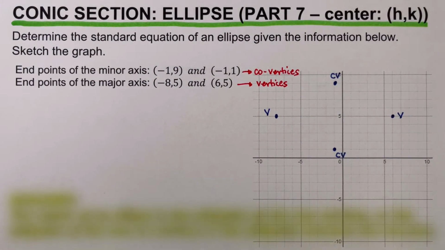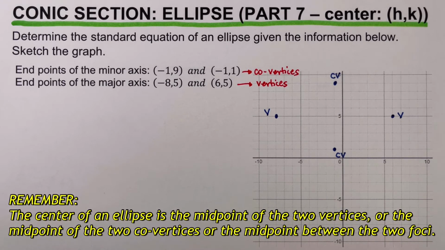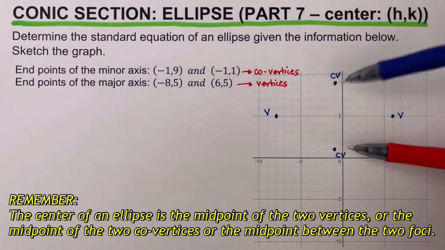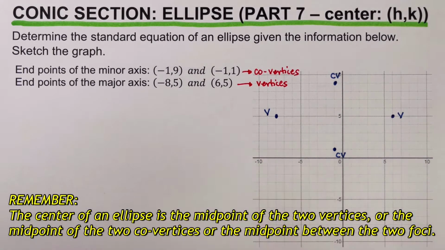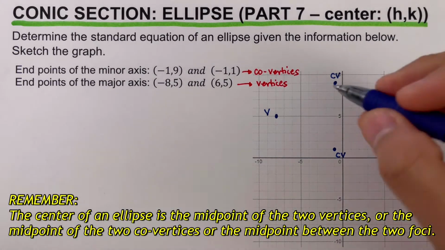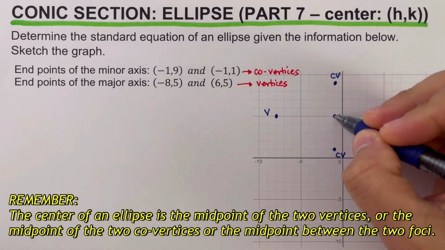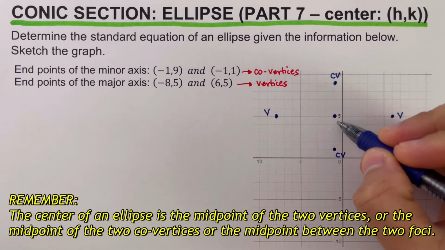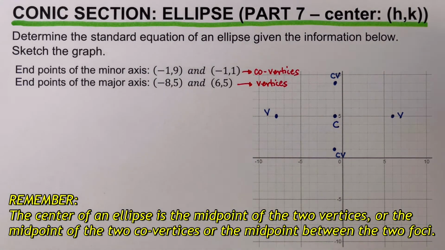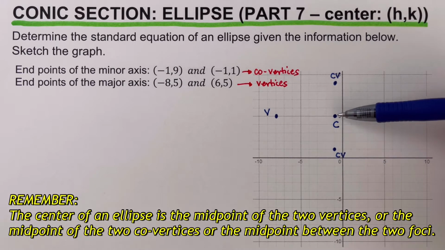Okay, now we remember that the center of an ellipse is the midpoint between the two vertices, or the midpoint between the two co-vertices, or the midpoint between the two foci. So in this case right here, we are supposed to determine the midpoint between either the two co-vertices or the two vertices. Looking at this, the midpoint is located right here, or this is the center, so our center is actually located at negative 1, 5.